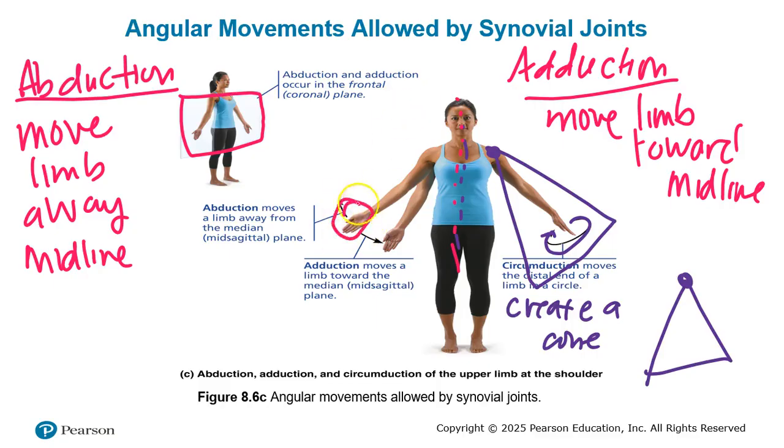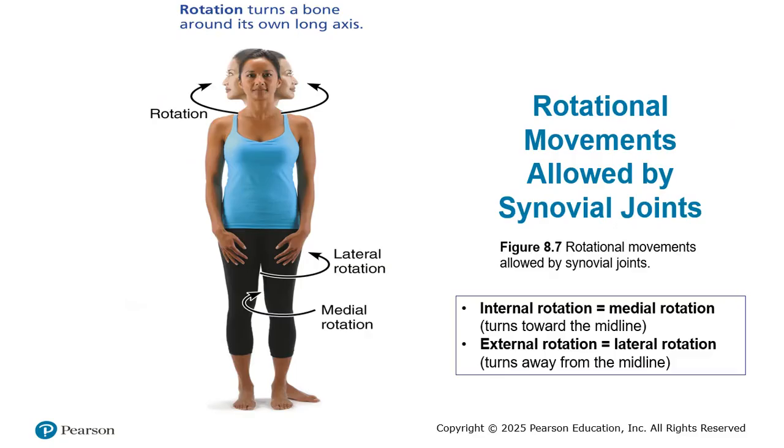You also can focus on the hand itself. If you were to spread your fingers out, that would also be abduction because, again, you're spreading it further away from the midline. If your fingers were to come back together like you see here, that also can be considered adduction because, again, you're closing your fingers, and that's going to make them closer to the midline. We're done with angular movements.